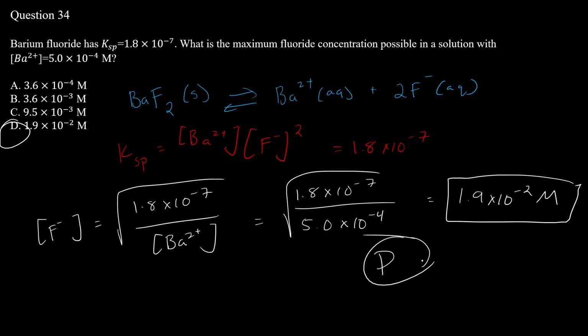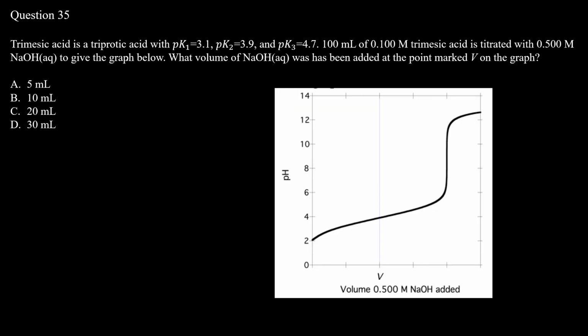Let's go to 35. Trimesic acid is a triprotic acid with pK1 equal to 3. You have your pKa values. 100 mL of 0.1 molar trimesic acid is titrated with 0.5 molar sodium hydroxide to give the graph below. What volume of sodium hydroxide has been added at the point marked V on the graph? So this is V. There's no way to directly find how much sodium hydroxide has been added at exactly V, but we can work around it.